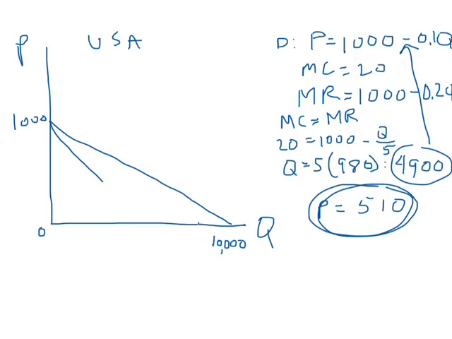We've got a marginal revenue curve that's twice as steep, same y-intercept. I'm going to not draw it to scale so we can actually see this $20 marginal cost. Marginal revenue equals marginal cost gets us to this output level, 4,900. And price, we go up to the demand curve and find that price is 510. So we can repeat that methodology, but now for the foreign market.